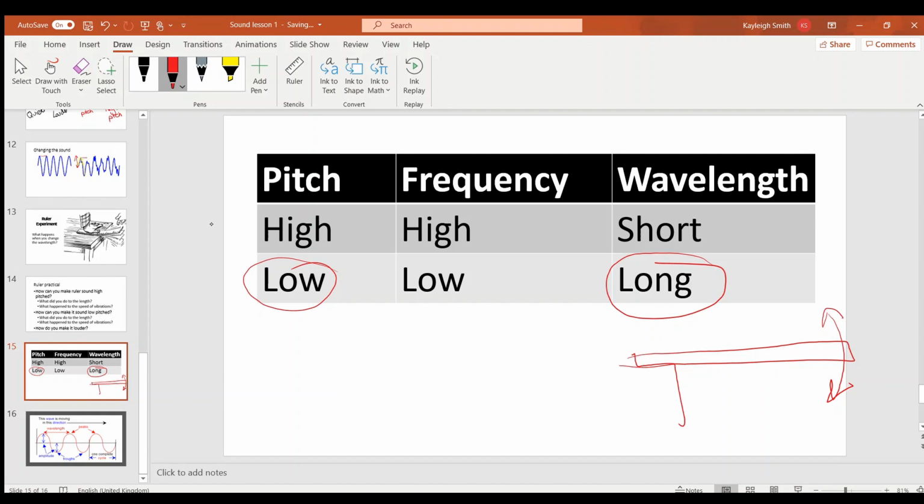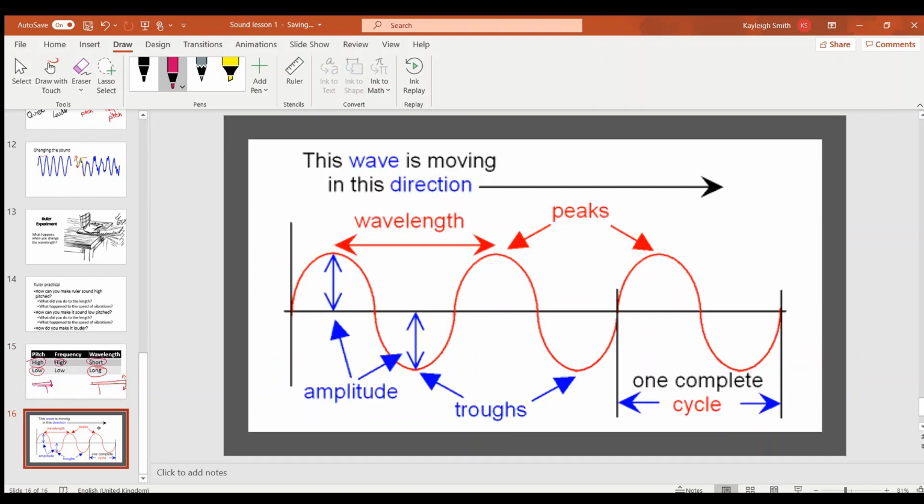What you hopefully then found when you used a shorter bit of the ruler, so on the edge of the desk, not much of your ruler was on the end, your sound was quite high, and it may have vibrated so quickly that you didn't actually see the vibrations, and that's because your frequency was much higher this time. So your wavelength was shorter and your sound was higher. So that's a summary of everything you need to know about these keywords and how they relate to the waves.